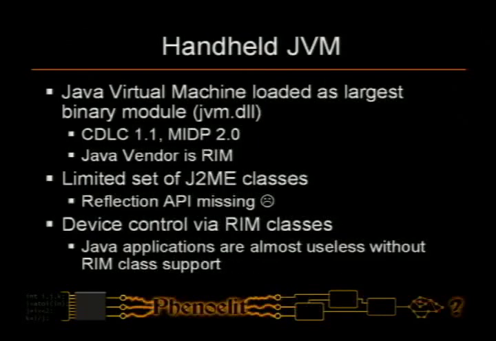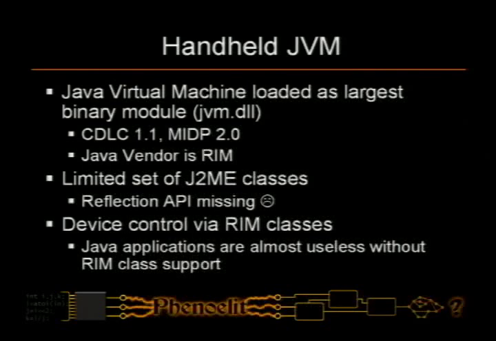The Java virtual machine, as I said, is loaded as one binary module. It's actually the largest one, and I think in the recent BlackBerries it's the only binary module that's loaded from the kernel. It is actually made by RIM. There are different Java virtual machine implementations, like from Sun, HP, IBM and so on, and RIM did their own implementation. So it's worthwhile to look for virtual machine bugs in a Java virtual machine and see if you can make something happen on a device.